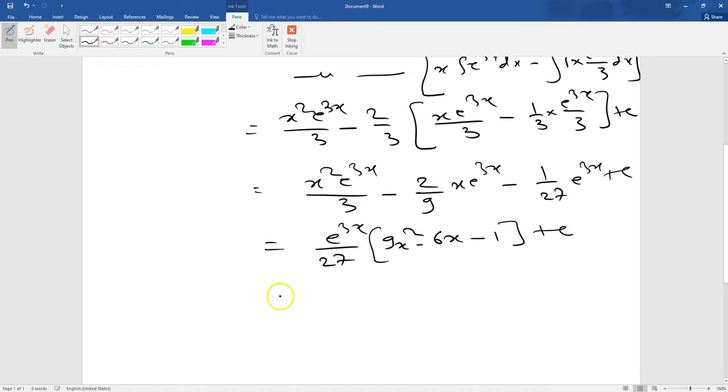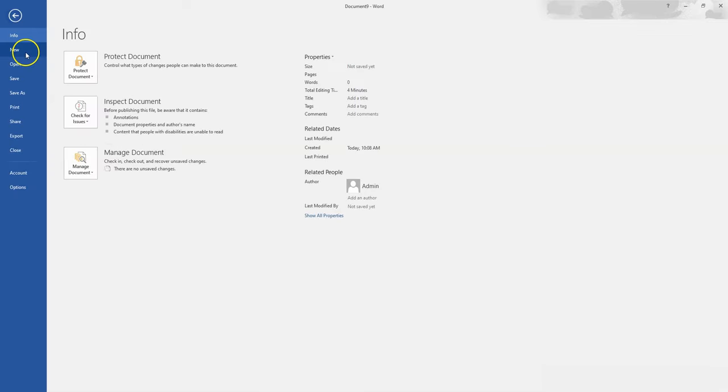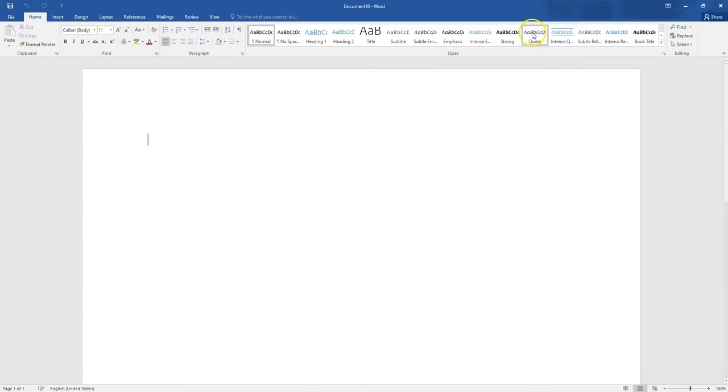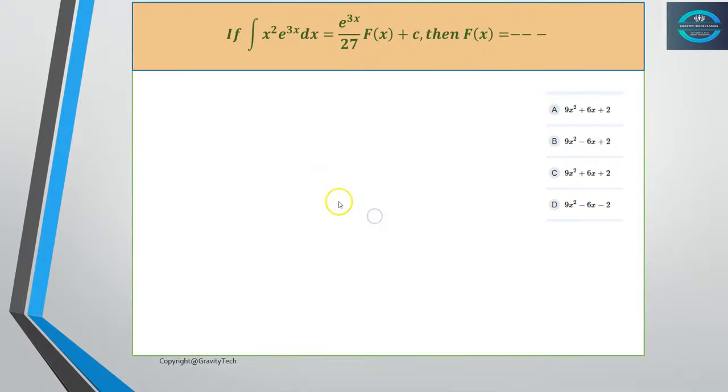Now what they have given, the answer is what? e raised to 3x upon 27 f of x plus c. So f of x is what? This. So f of x is equal to 9x square minus 6x minus 1. Easy. Now let's go back to the slide. Okay. When we go back to the slide, let me just discard this first and we'll see, right? It's the same thing that I've actually solved.